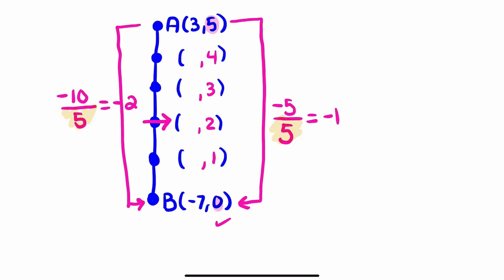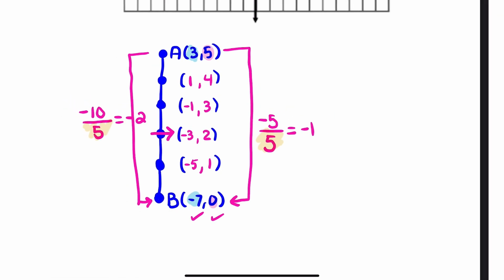So that means we're going to keep jumping -2. If I start at 3 and subtract 2, I get 1. 1 minus 2 is -1. -1 minus 2 is -3. -3 minus 2 is -5. -5 minus 2 is -7. Oh, I did a good job. I got to the end. I got the right number at the end, so I know that I did things correctly.